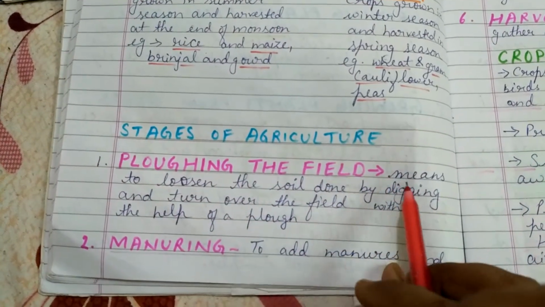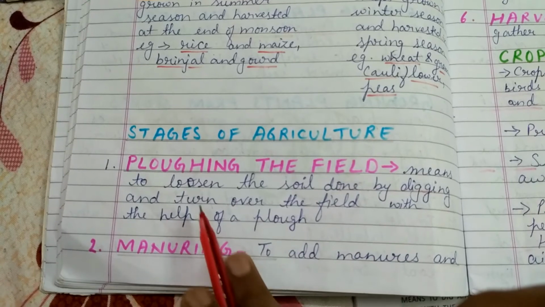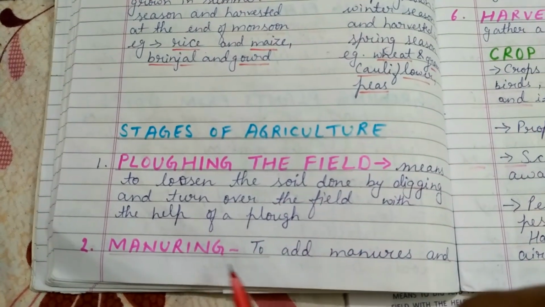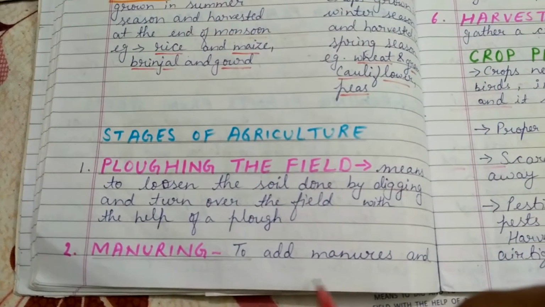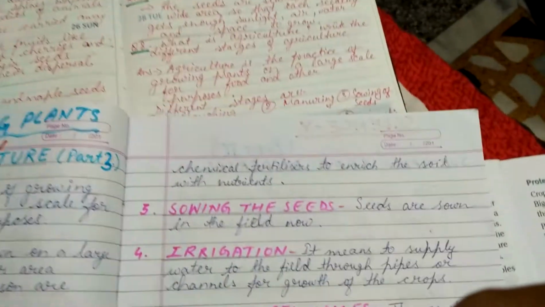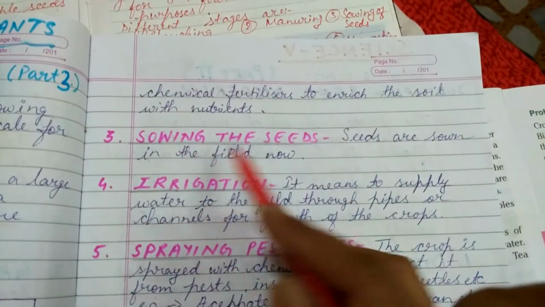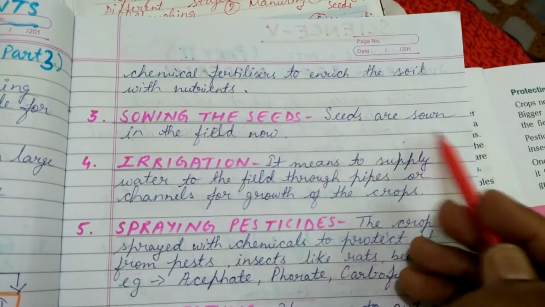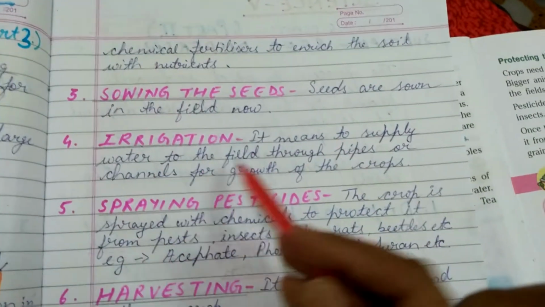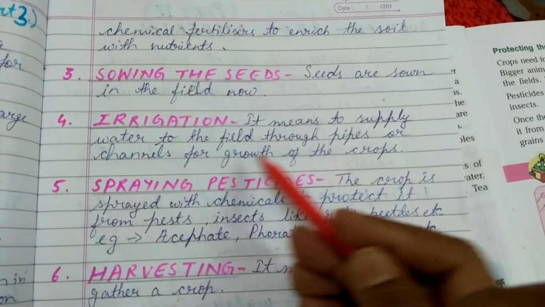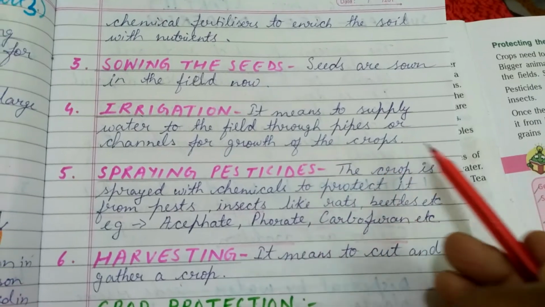Plowing the field means to loosen the soil, done by digging and turning over the field. Then next is the manuring, to add manures and chemical fertilizers to enrich the soil with nutrients. Then sowing the seeds. Seeds are sown in the field now. Then irrigation, it means to supply water to the field through pipes or channels for growth of crops.